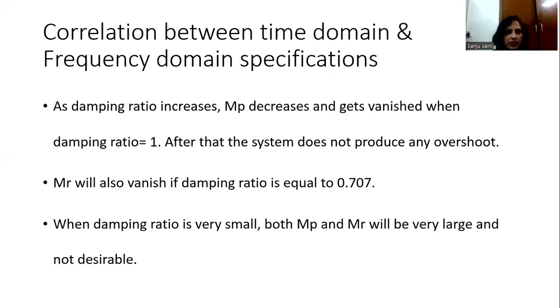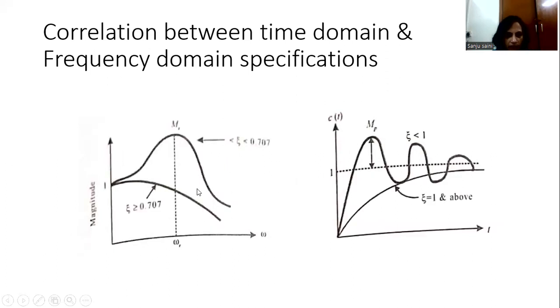Moreover, as the damping ratio increases, MP decreases and vanishes when the damping ratio is equal to 1. After that, the system does not produce any overshoot. MR will also vanish if the damping ratio is equal to 0.707. And when the damping ratio is very small, both MP and MR will be very large, which is also not desirable. That we can see over here: as the damping ratio increases, MP decreases and vanishes when the damping ratio is equal to 1. This is the graph of MP and MR, giving you a correlation between the time domain and frequency domain specifications.